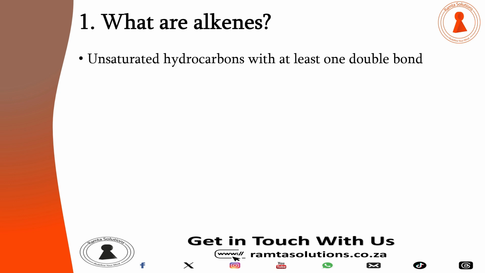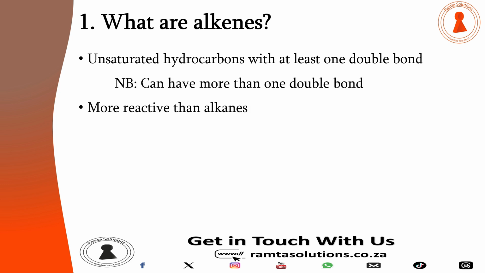Like we said in the opening slide, alkenes have a double bond. So they are hydrocarbons, unsaturated hydrocarbons for that matter. They are unsaturated hydrocarbons with at least one double bond. Remember, they may have more than one double bond. It is not that they should only have one double bond. Now, alkenes are more reactive than alkanes.